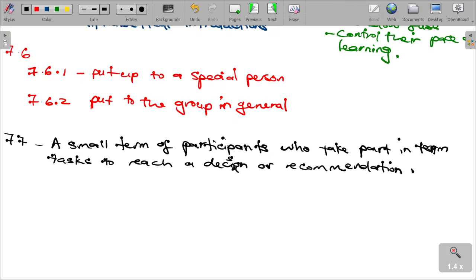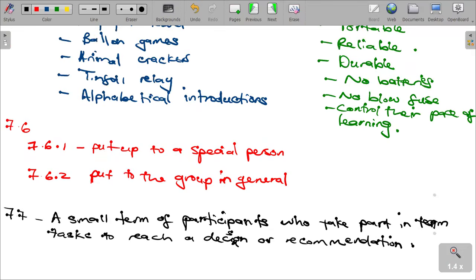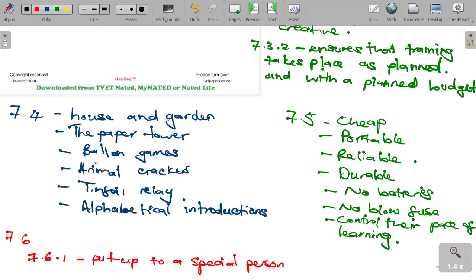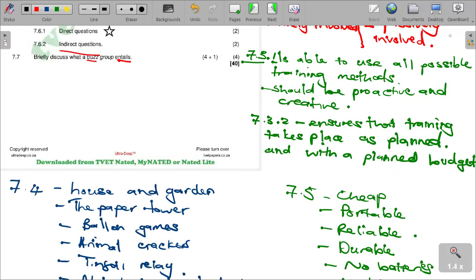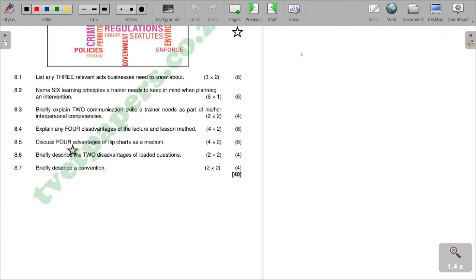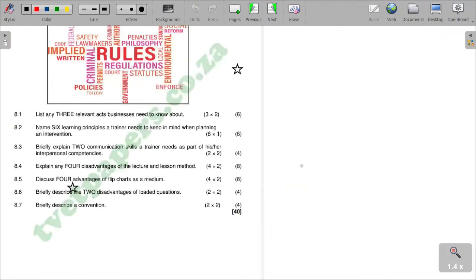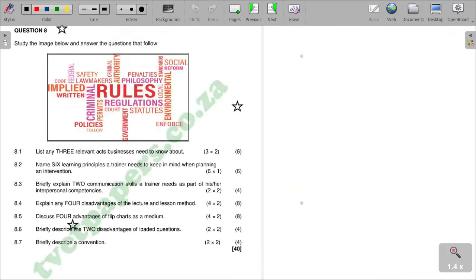Right. To share with other groups. Let's move on to Question 8.